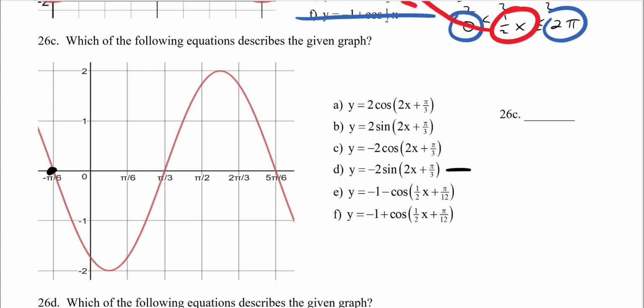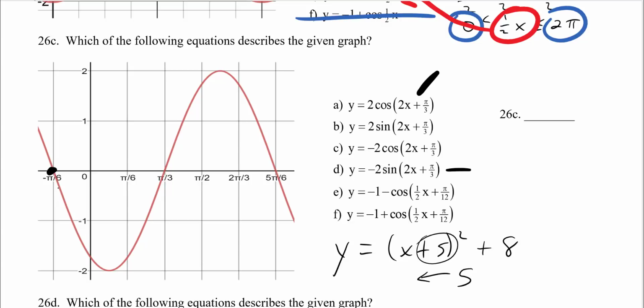Let's take a look at a couple other things here. Shifting to the left means a positive sign here. If I asked you to graph, this is algebra 2, (x + 5) squared + 8, the 5 meant I moved to the left 5. So if I'm going to the left pi over 6, that means it's going to be a plus pi over 6 after, or someplace in the parentheses after the cosine. Just to help you guys out a little bit. Okay, let me erase this so I have a little more room here.